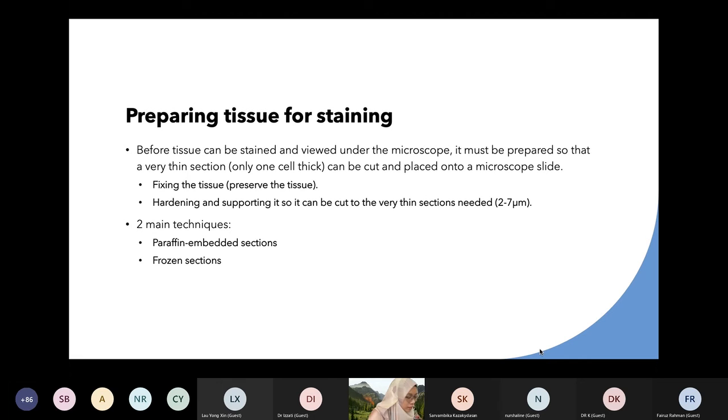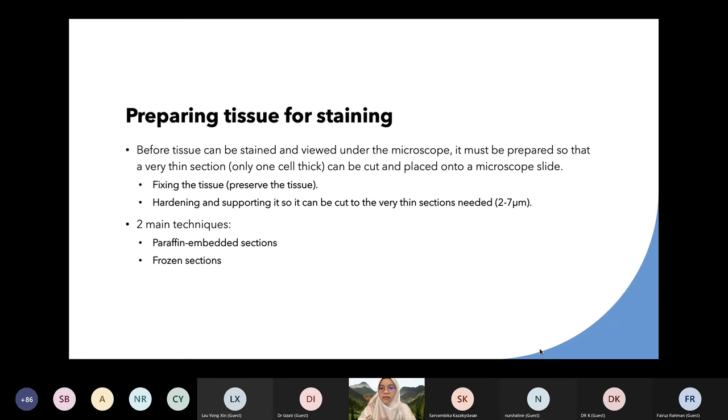Before the tissue that you send to us is diagnostically ready for pathological assessment, it has to be prepared into a very thin section, which comprises only one cell thickness. Generally, the processes involved are first, fixing the tissue, and second, hardening and supporting it in a suitable medium so it can be cut into the very thin sections that we need. Usually it's about 2 to 7 micrometers in thickness.